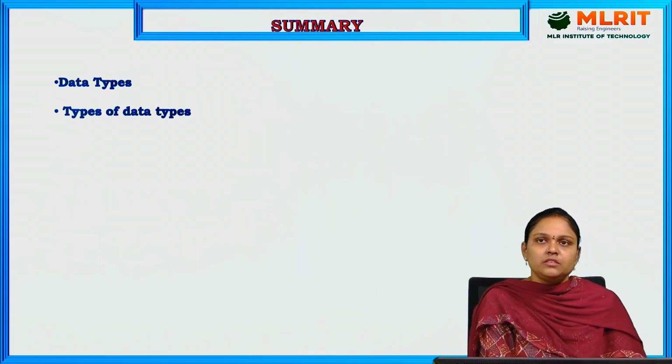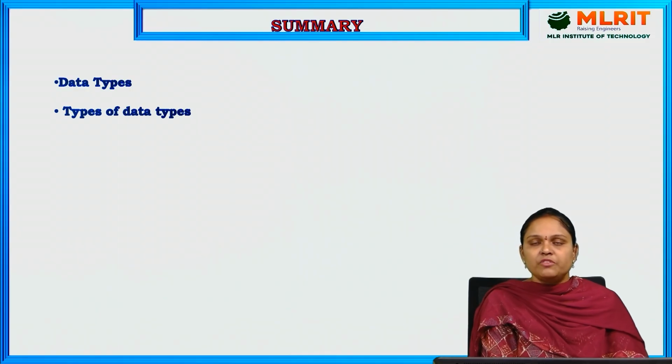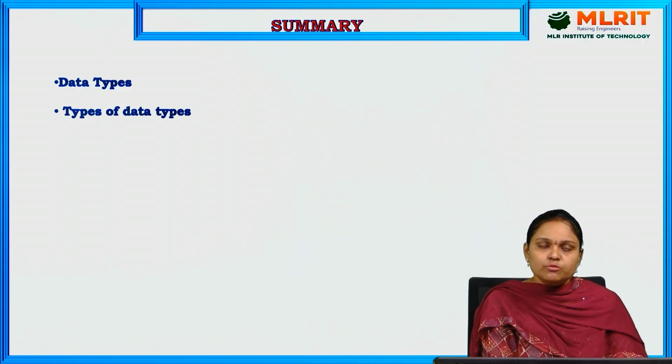Coming to the summary, we have discussed data types and the types of data types. A data type tells two things: what kind of data we are storing, and how much memory is allocated to store that data. The types of data types are primitive data types, derived data types, and user-defined data types. As of now, we discussed only the primitive data types. All other data types we'll discuss in further classes.